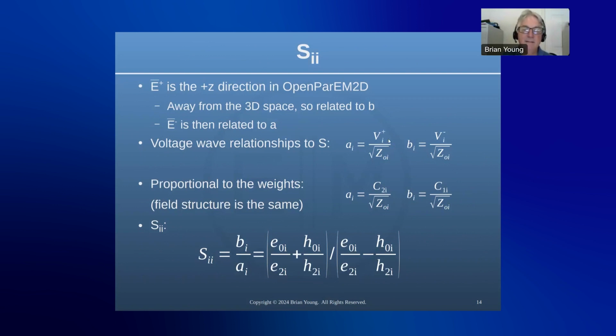So A sub I is the voltage wave traveling in the plus direction divided by the characteristic impedance of the port, and B sub I is the reflected wave divided by the characteristic impedance of the port. So those voltage wave amplitudes are proportional to the weights. So you can substitute in the weights and then simply divide it out. So the reflection coefficient, SII, is B sub I over A sub I, and then you can calculate that with the known weights from all the inner product calculations.